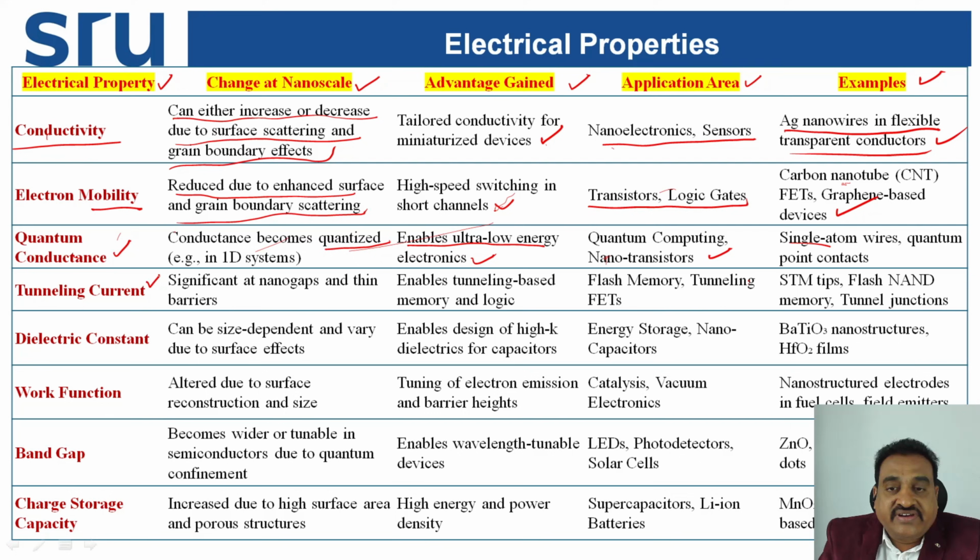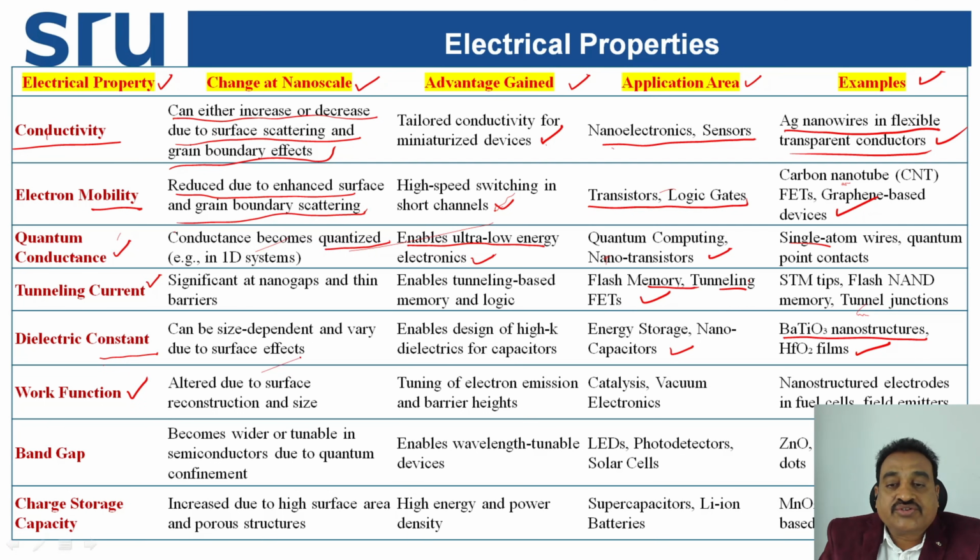Tunable current property: these are used in flash memory and tunable FETs. Examples: STM tips, flash NAND memory, tunable junctions. Dielectric constant: these are used in energy storage and nanocapacitors. Examples: barium titanate nanostructures, HfO2 films.